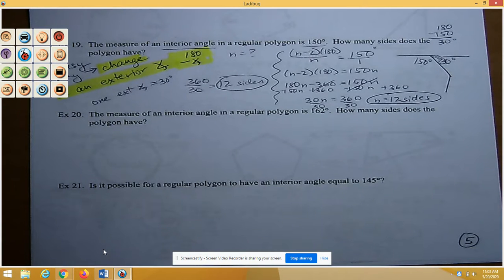The sum of the interior angles of a convex polygon is n minus 2 times 180. If you want one angle, you divide by n. The sum of the exterior angles of a polygon equals 360. If you want one angle, you do 360 divided by n.